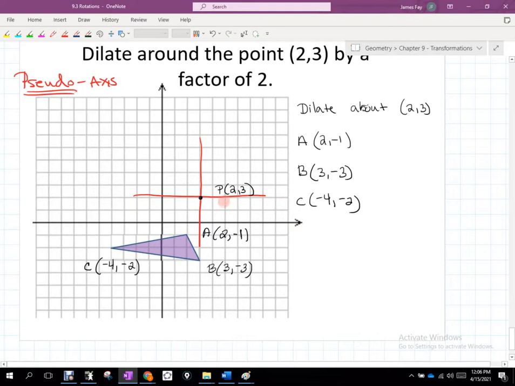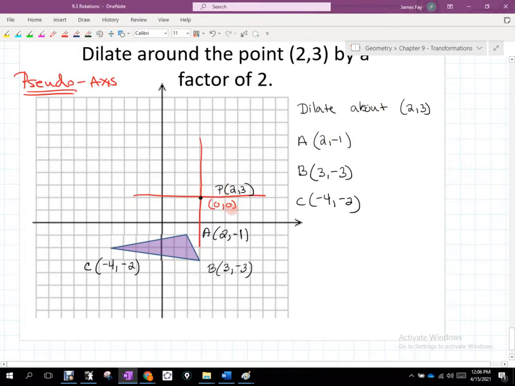So if I make this 0, 0, does that kind of make sense? Yesterday I talked about taking a transparency with an x and y axis graphed on it, and then shifting the origin of that transparency to this point right here, and now these other points A, B, and C are going to have different ordered pairs. So let's take a look at this real quick.